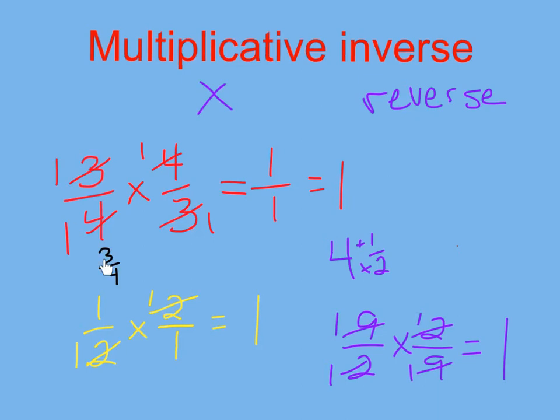So the multiplicative inverse of 3/4 is 4/3, because that's what you multiply it by to get 1. The multiplicative inverse of 1/2 was 2/1. And the multiplicative inverse of this 4 1/2 we found right here was 2/9.